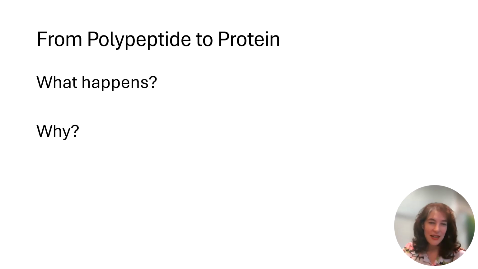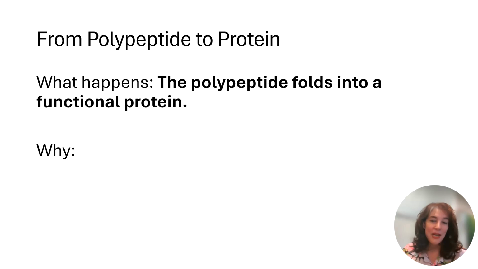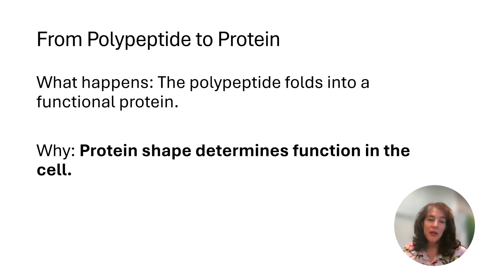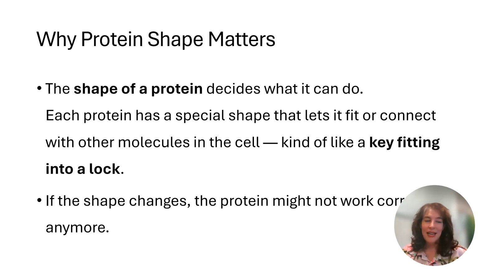So how do we get from a polypeptide to a protein? Well, the polypeptide folds into the functional protein. And this is happening because protein shape determines function in the cell. Remember, we talked a lot about the shape of our enzymes, and enzymes are a type of protein. But this specific shape is something that we talk about a lot with proteins. They need their specific shape. And that's because protein shape matters. The shape of a protein decides what it can do.